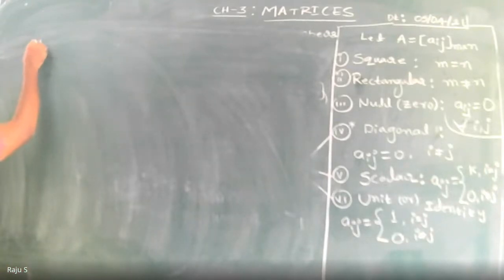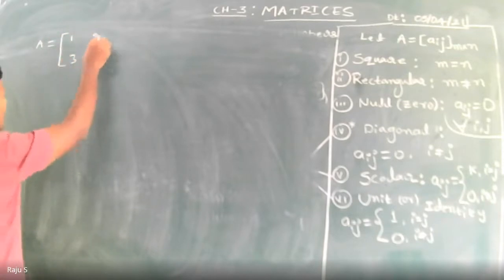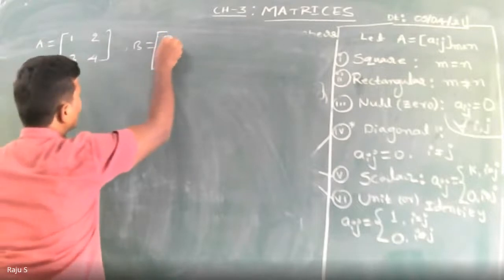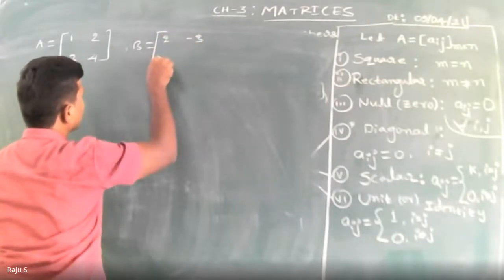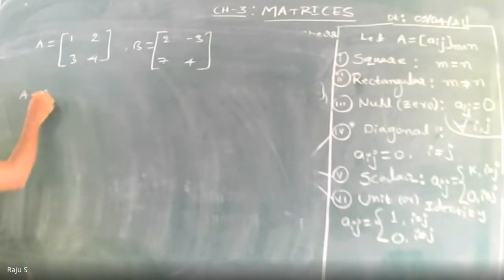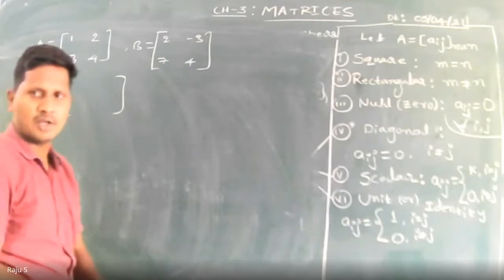Addition. When I take any two matrices, A is 1, 2, 3, 4. Then B is any matrix like 2, minus 3, 7, 4. Can you tell me what is A plus B matrix? Addition of any two matrices.